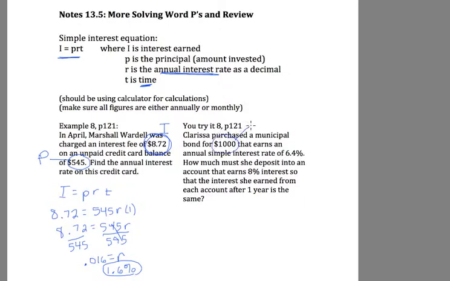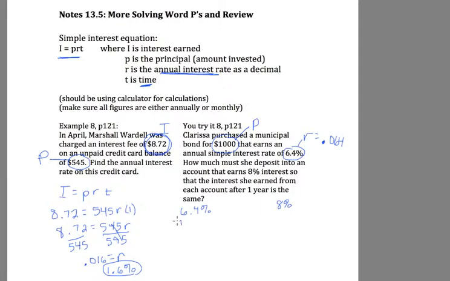Clarissa purchased a municipal bond for $1,000. So that $1,000, that's the principal. That's the amount she invested. Her interest rate was 6.4%. That's her R. Actually, we'd need to change that to a decimal, so it'd be 0.064. Now it says, how much must she deposit into an account that earns 8%, so a different account, so that the interest she earned from each account after 1 year is the same? So what we need to do is talk about two accounts, the 6.4% account and the 8% account.